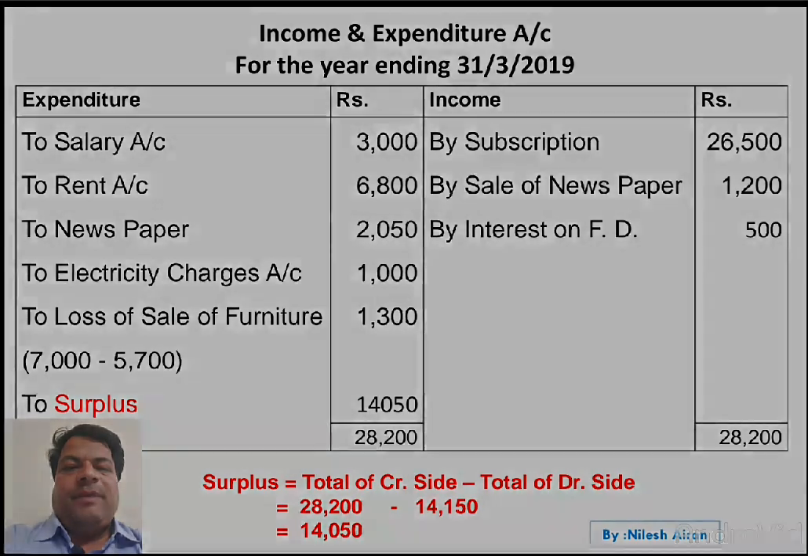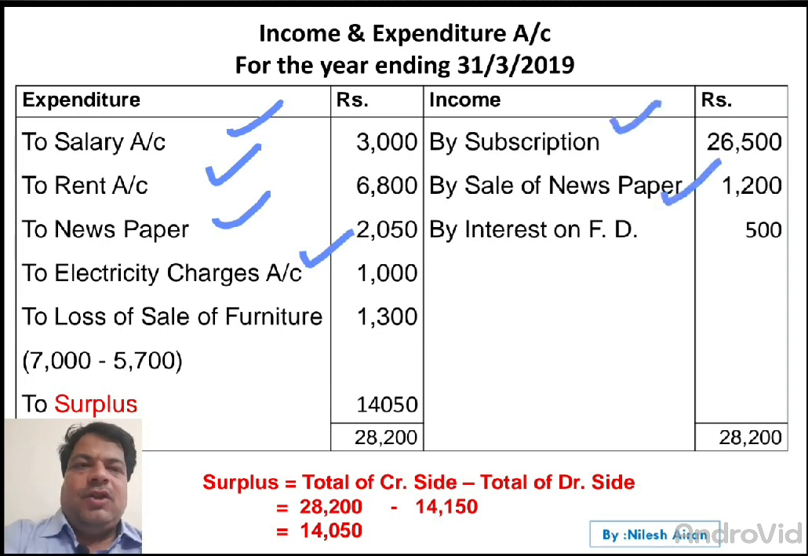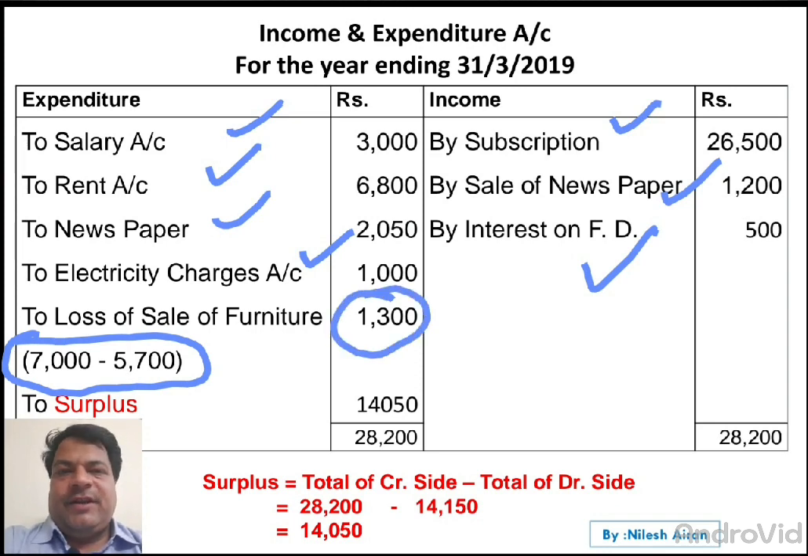Let's see how it will be prepared. You can see salary, rent, newspaper, electricity charges we have recorded on the debit side. Subscription, newspapers and interest on fixed deposit will be transferred to the credit side. Now we are given here the loss on sale of furniture. The book value of the asset was 7,000 and we sold it for 5,700. So there is a loss of rupees 1,300. Only the gain or the loss is transferred to the income and expenditure account.